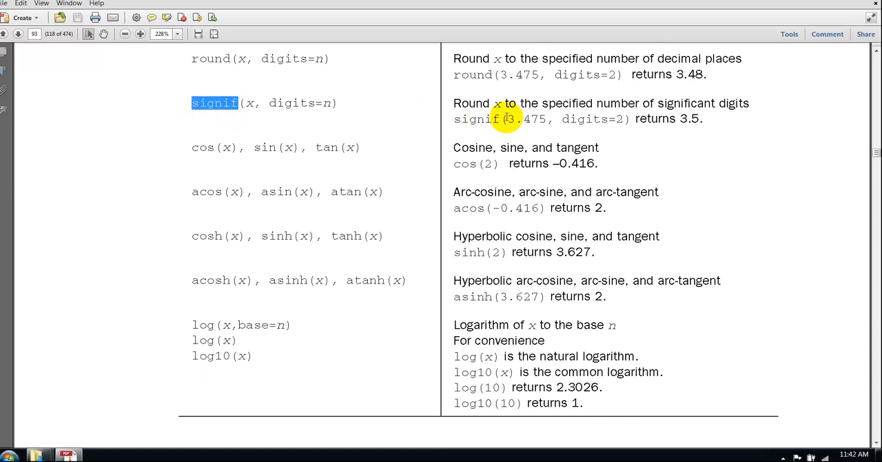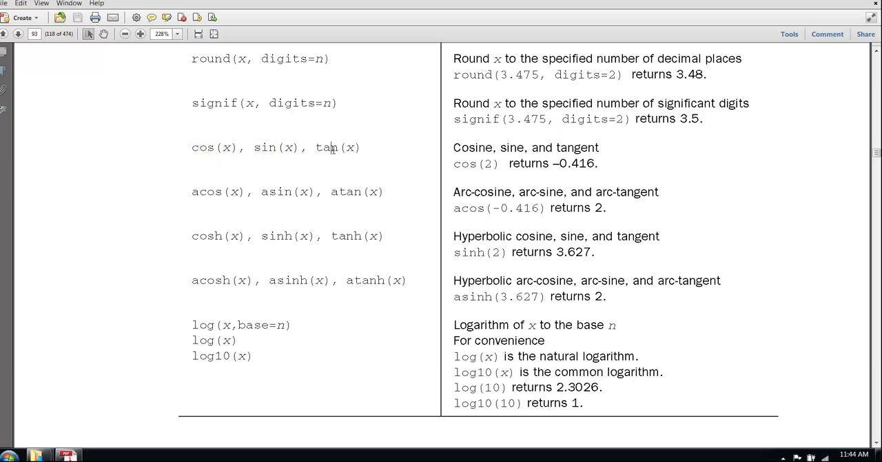Round x to the specified number of significant digits. I'm not sure about this actually, but it looks like what it does is, since it says 2 digits, we only want to have, here we have 4 digits, not decimal digits, but digits in any sense. We have 4, so we want to just make it 2 digits, which means that because this is 7, this becomes 5. So we get 3.5.